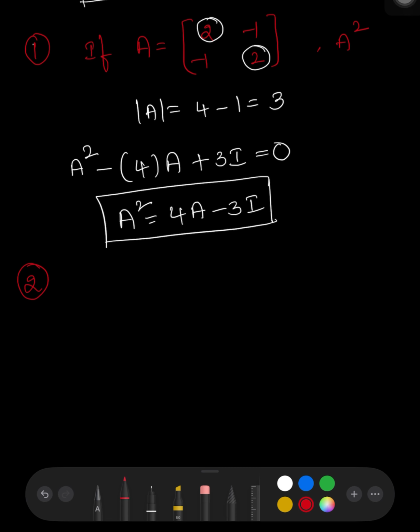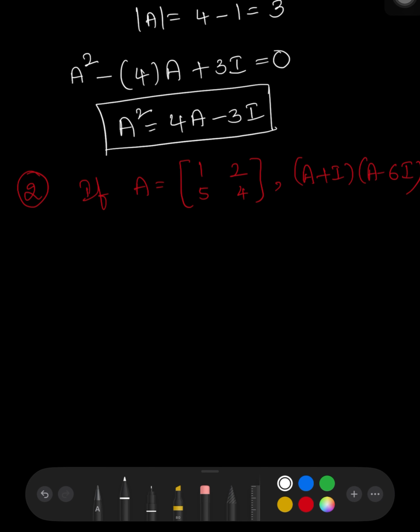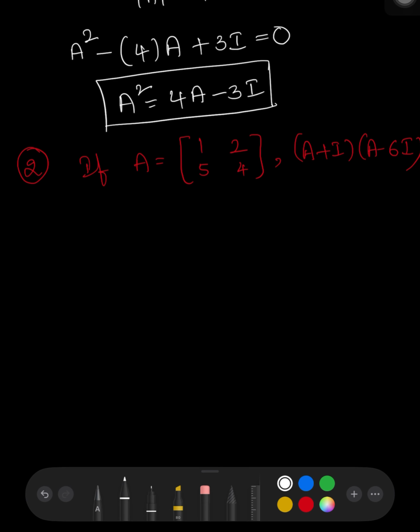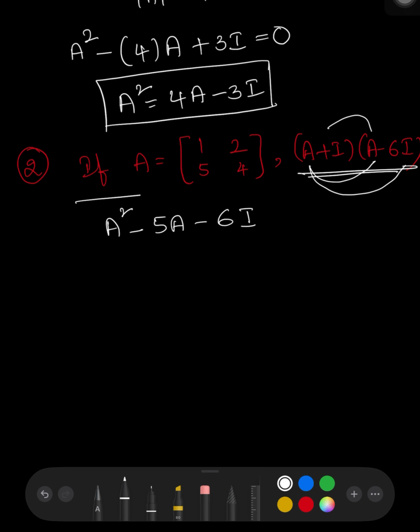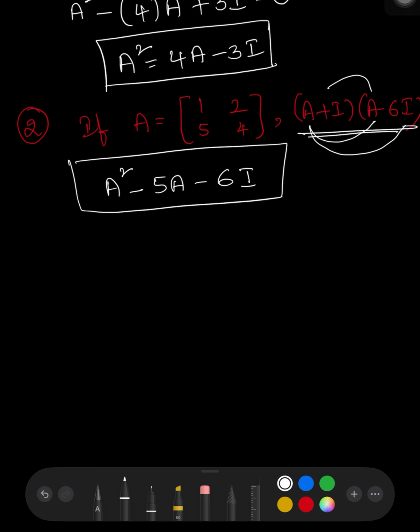Now, from this formula, coming to the next question: if capital A equals [1 2; 5 4], then what is the value of (A plus I) into (A minus 6I)? Now coming to the simplification, if you multiply (A plus I) into (A minus 6I), you will get A square minus 6AI plus AI, that is 5A minus 6 into I square, which is nothing but I.